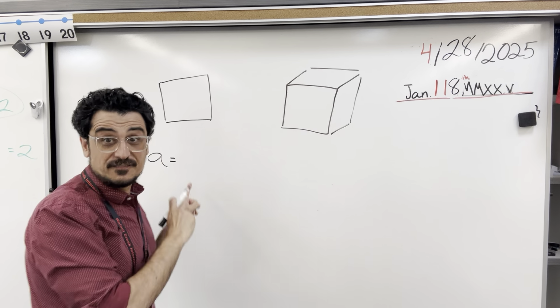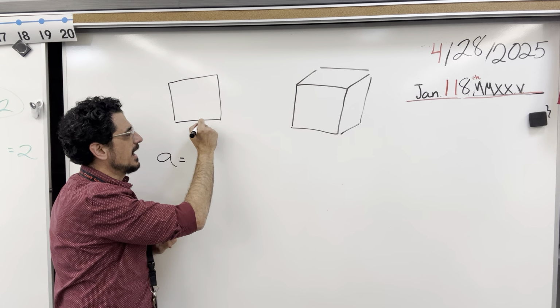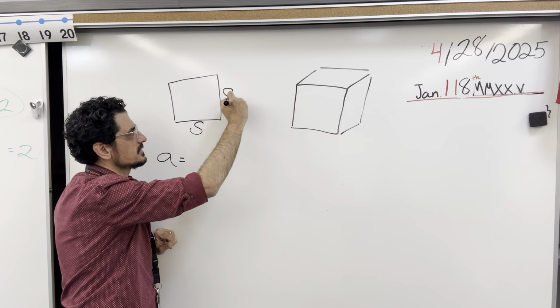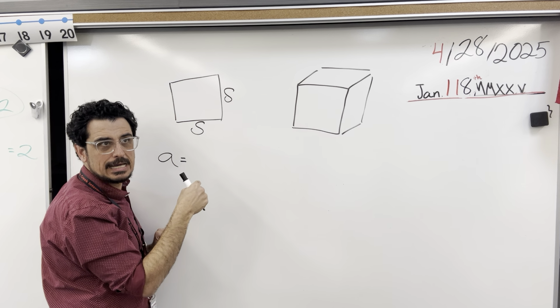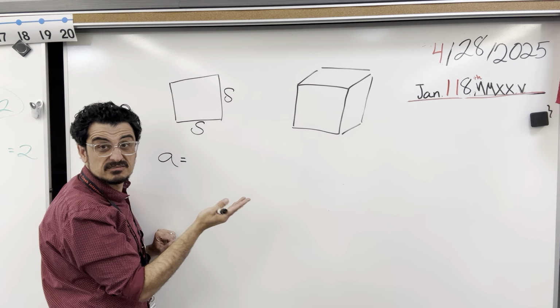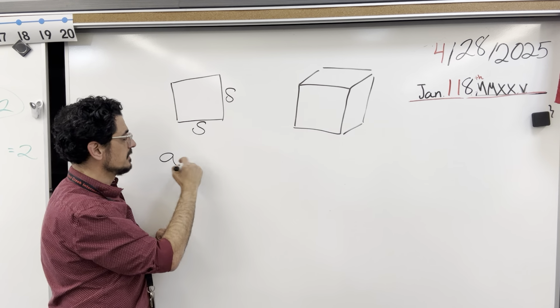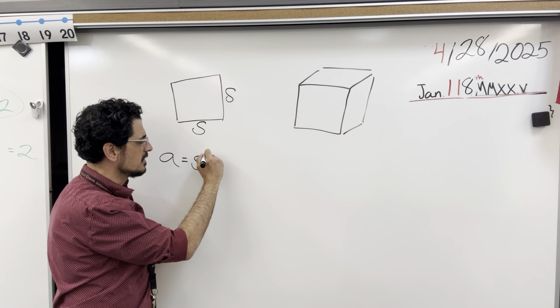To find the area of a square, basically we have a side times a side. All right, and when you have two sides multiplying, side times side is the same as side squared, because anything squared is it times itself. So area is equal to the side squared.